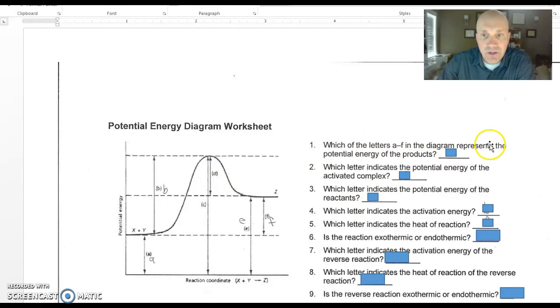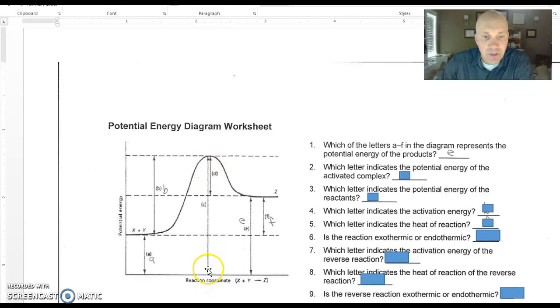Right. So the first question, which represents the potential energy of the products? The products are right here. So if we assume that there's zero energy at this right here, then this arrow right here would represent that amount. So that answer right there should be E.